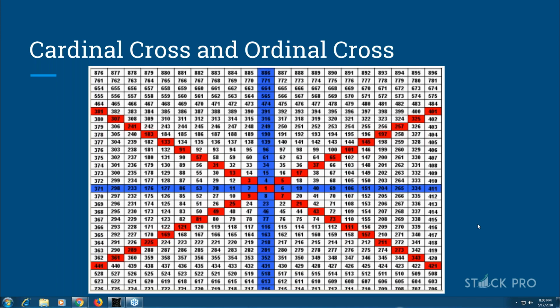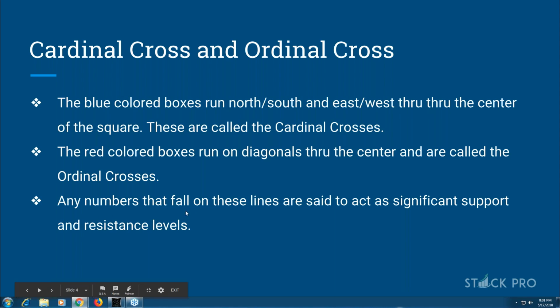So let me take you back here. Any number that comes here, like these different values that you see here, have a certain value. They are numbers of importance, right? These numbers are numbers of importance. This is what Gann said, and how can we use it? That is what I'm going to teach you. So the numbers that fall on these lines are said to act as significant support and resistance levels, right? Let's go to the next.